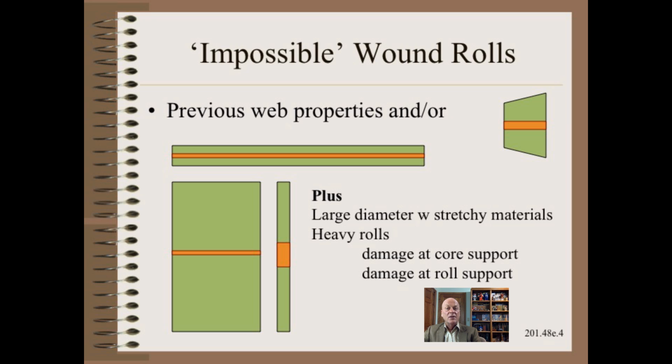In addition, we can add large diameter rolls of some stretching webs because the stresses near the core get too high. Finally, we have the challenges of gravity support of heavy rolls. Whether we wind, unwind, or support heavy rolls at the core or the surface, damage will eventually happen if the roll weight gets large enough.